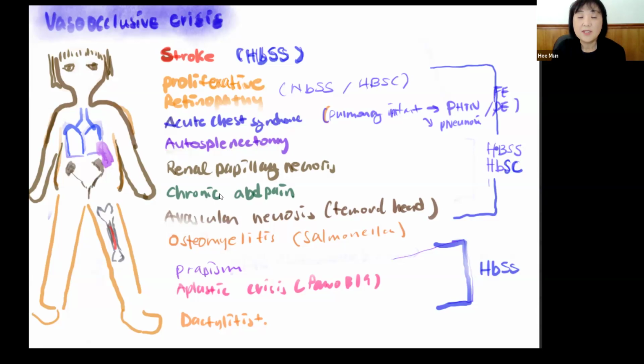And mesenteric ischemia can happen, so chronic abdominal pain, avascular necrosis of the femoral head, and osteomyelitis like Salmonella infection. All these can happen with HbSS and HbSC. And dactylitis is mainly happening in children and young people. Aplastic crisis is when the bone marrow stops producing red blood cells. It usually happens because of parvovirus B19. These usually happen in hemoglobin SS.